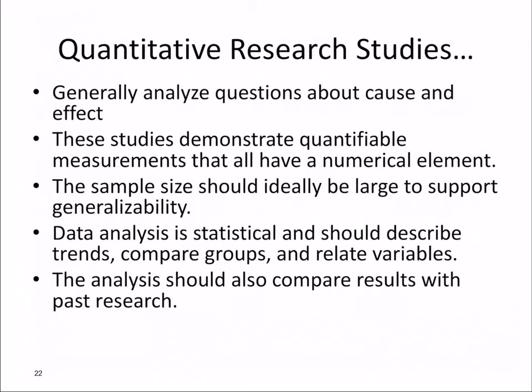So, quantitative research generally analyzes questions about cause and effect. They are always quantifiable. They have a numerical element to them. The sample size is generally large because they are supposed to represent the population. Data analysis tends to be statistical, and it compares groups or describes trends or relates variables. It typically will compare its results with results obtained in the past as well.